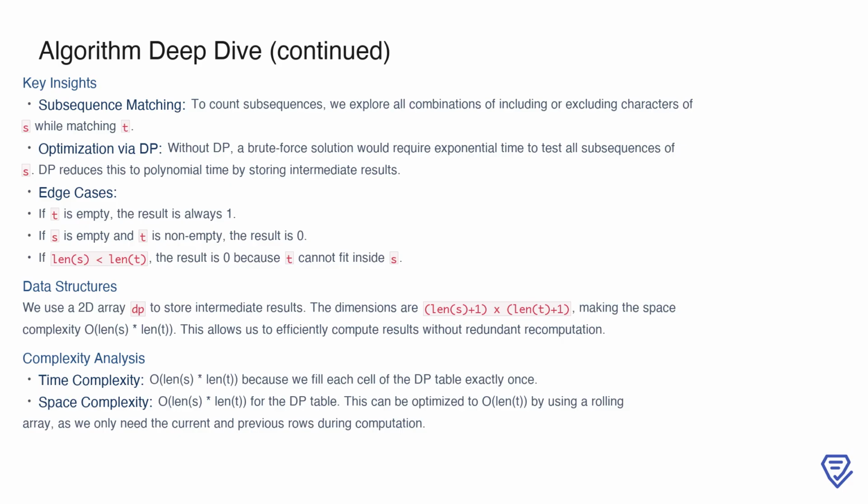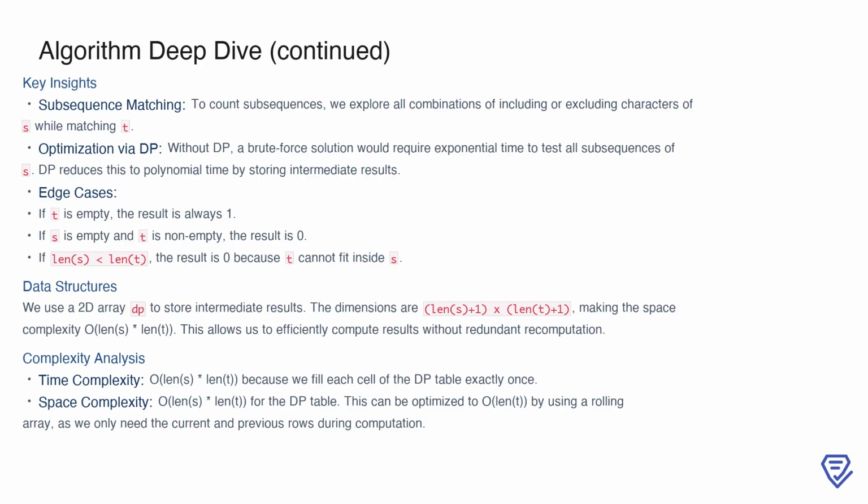First, the key to counting subsequences is systematically exploring all combinations of including or excluding characters from S while ensuring we match T. By leveraging dynamic programming, we avoid the exponential time complexity of a brute force solution, reducing the computation to polynomial time by reusing intermediate results.